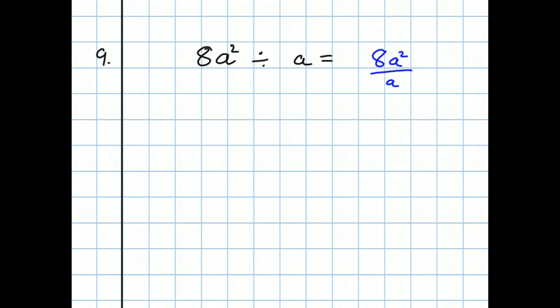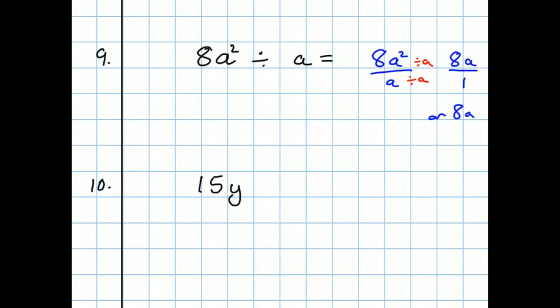Well, what goes into both a squared and a is a. So we're going to divide top and bottom by a. 8a squared divided by a is 8a. We reduce the power by 1. And a divided by a is 1, or probably some of you will skip out that stage, 8a. Right, last look at that. I'm going to combine both numbers and letters here.